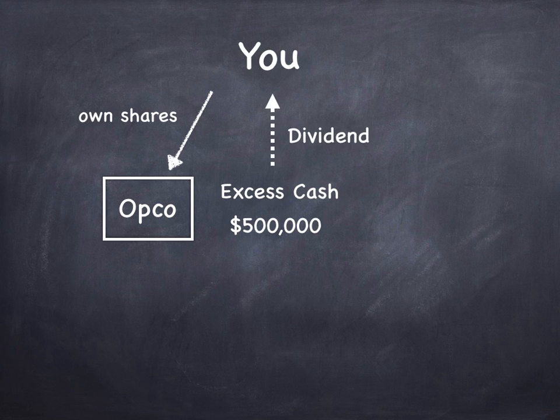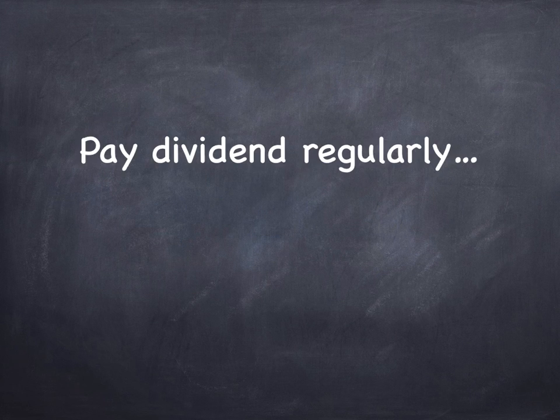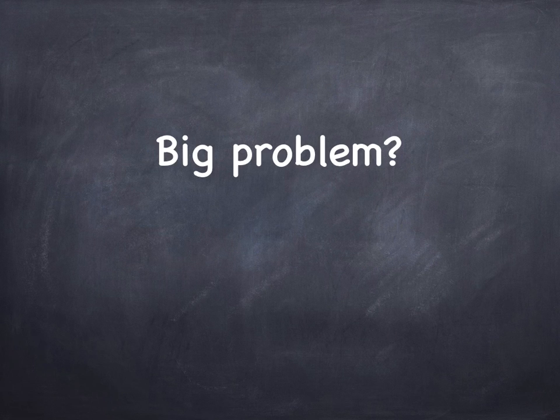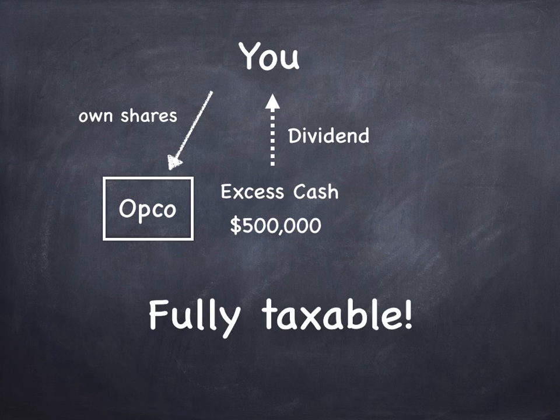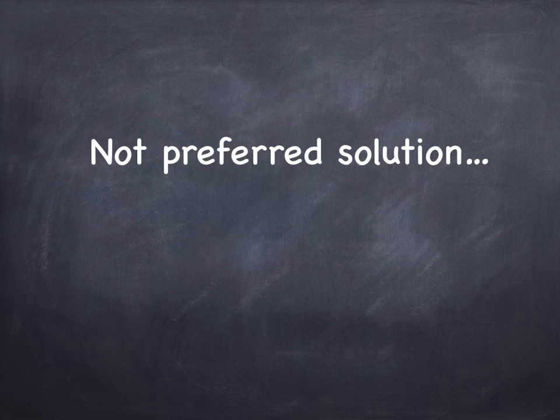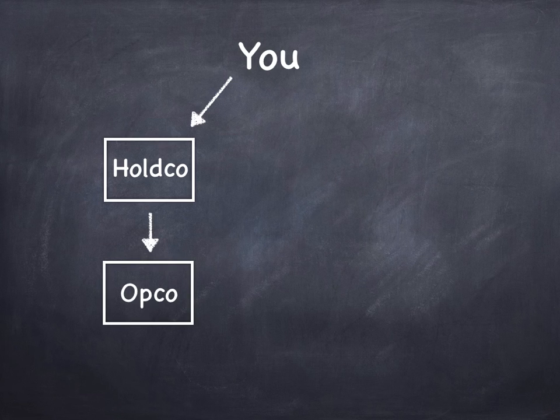So I could pay a dividend up to the shareholder. You could pay yourself a dividend to prevent the cash from building up. If you paid that dividend regularly, you'd have ongoing purification, but the big problem, of course, is that dividend is going to be fully taxable, and for that reason, not the preferred solution. So some people will interpose a Holdco between themselves and the operating company.